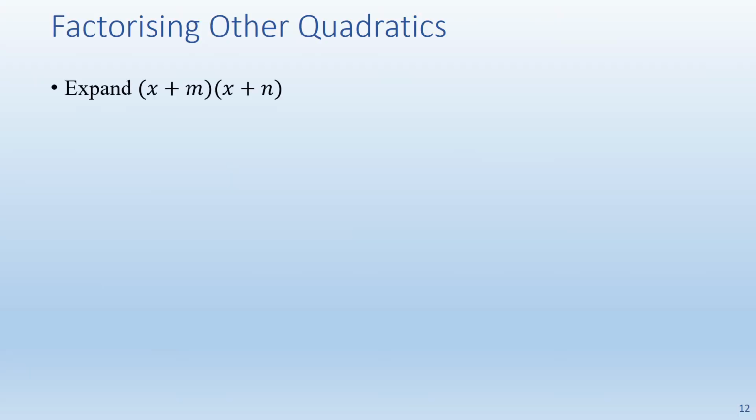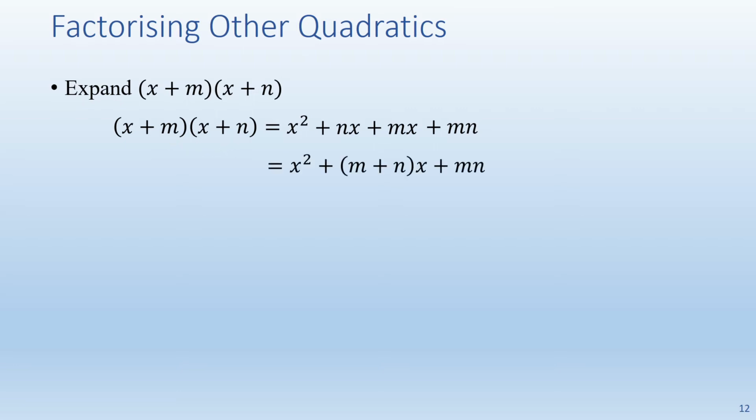Let's see how we can factorize quadratics if they're not in that pattern of difference of two squares or a perfect square. Once again, we will start off with the factors and expand those out. So we'll have x times x is x squared, x times n is nx, m times x is mx, and m times n is mn. We can combine the mx and nx terms together.